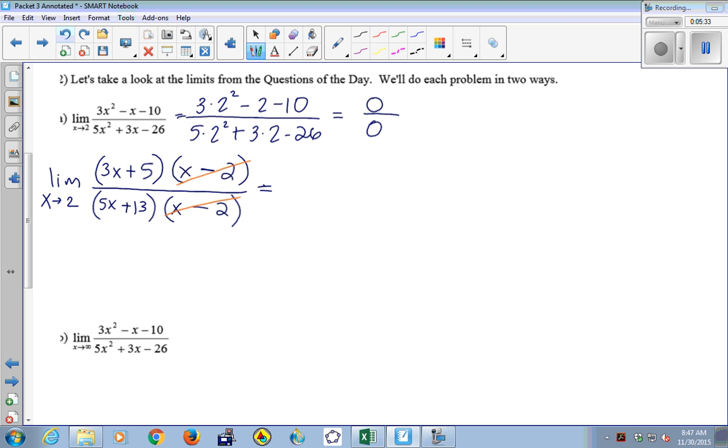And now if I plug 2 in there after I've done my canceling, I get 3 times 2 plus 5 over 5 times 2 plus 13. 6 plus 5 is 11. 5 times 2 is 10 plus 13 is 23. 11/23.